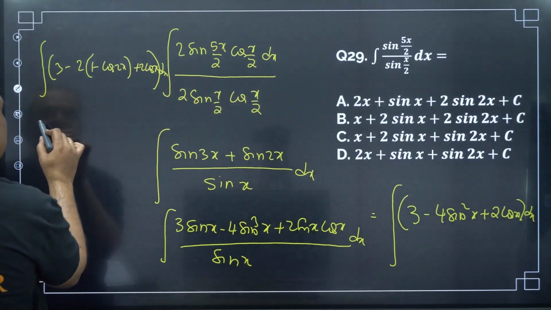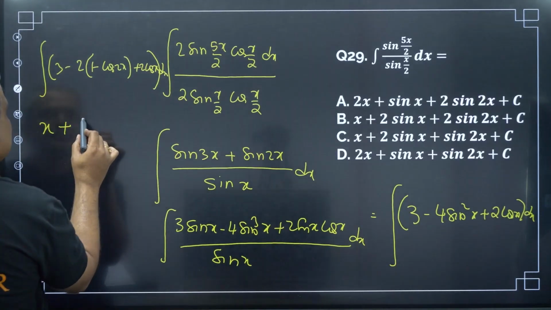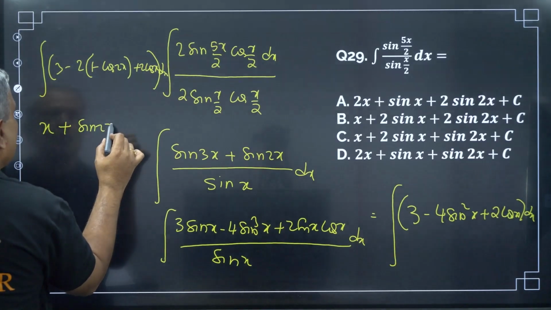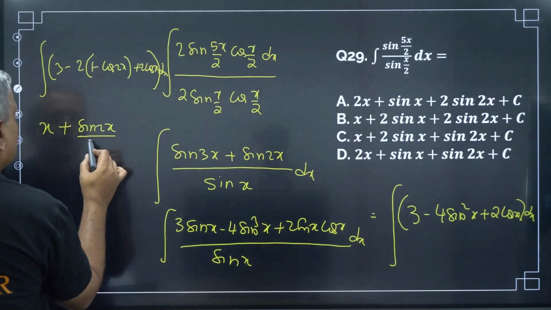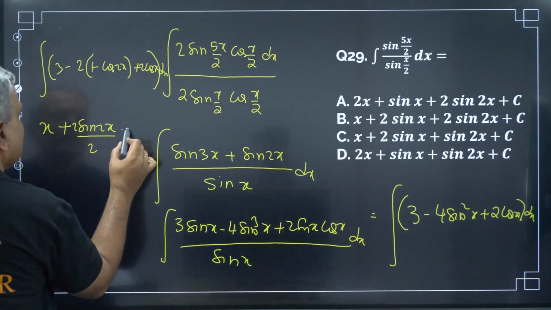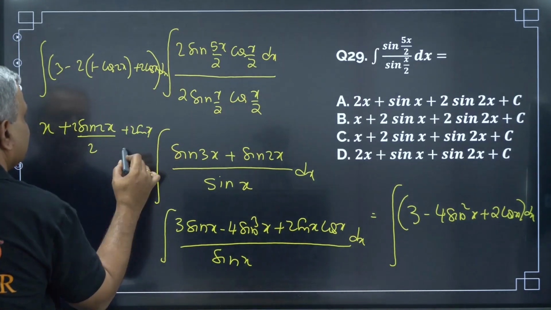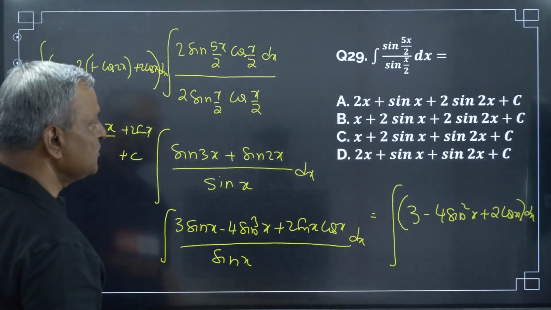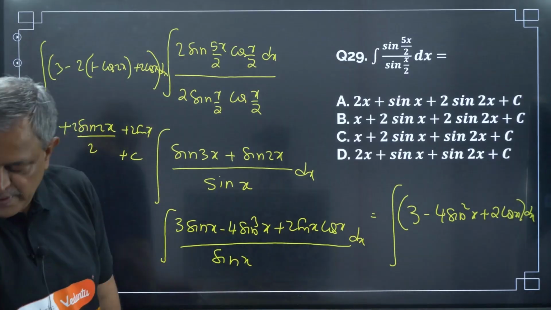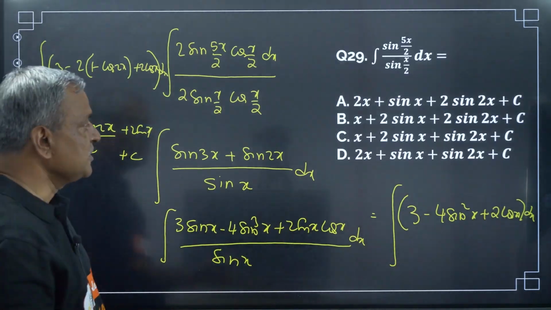So 3 minus 2 will be x plus sine 2x by 2, and 2 sine x plus c will come. You can solve. So for 29, option C is correct.